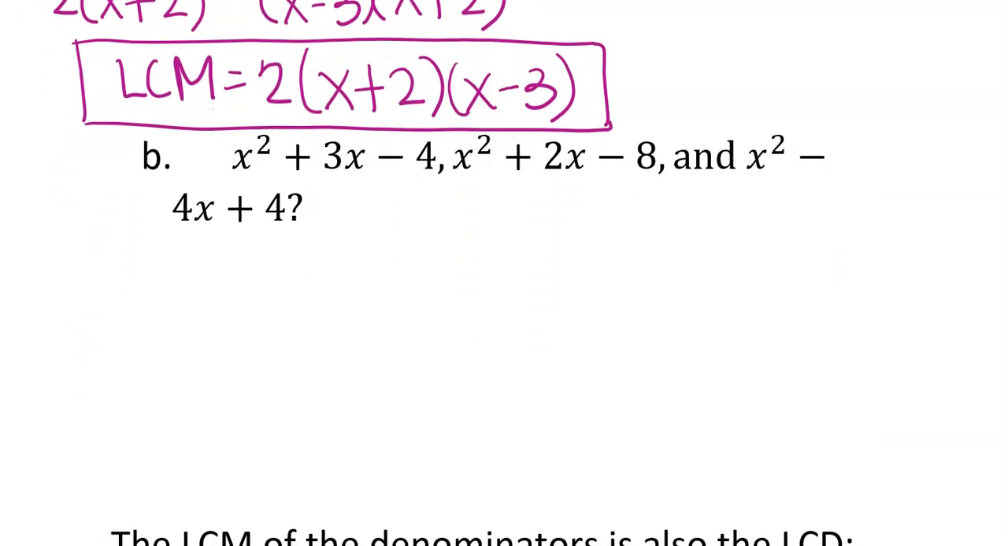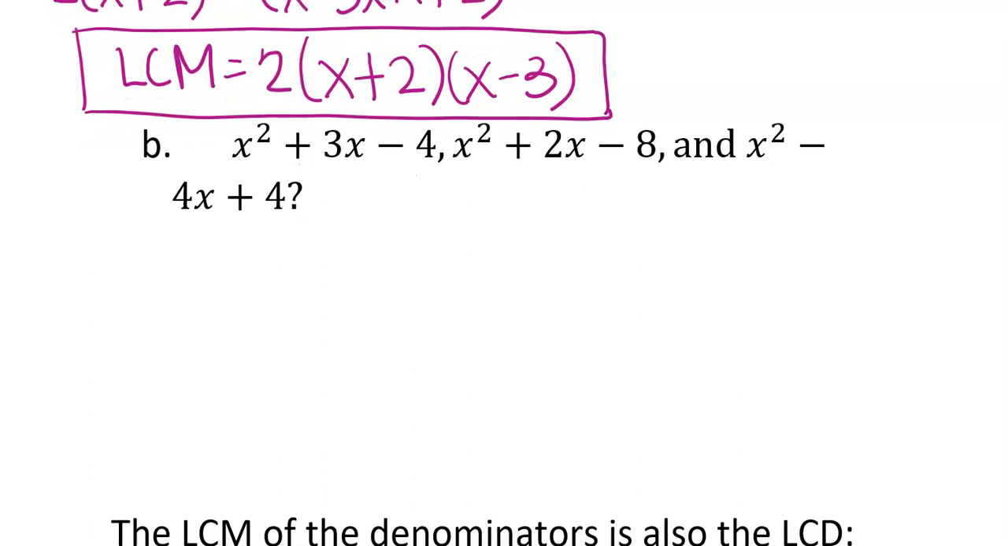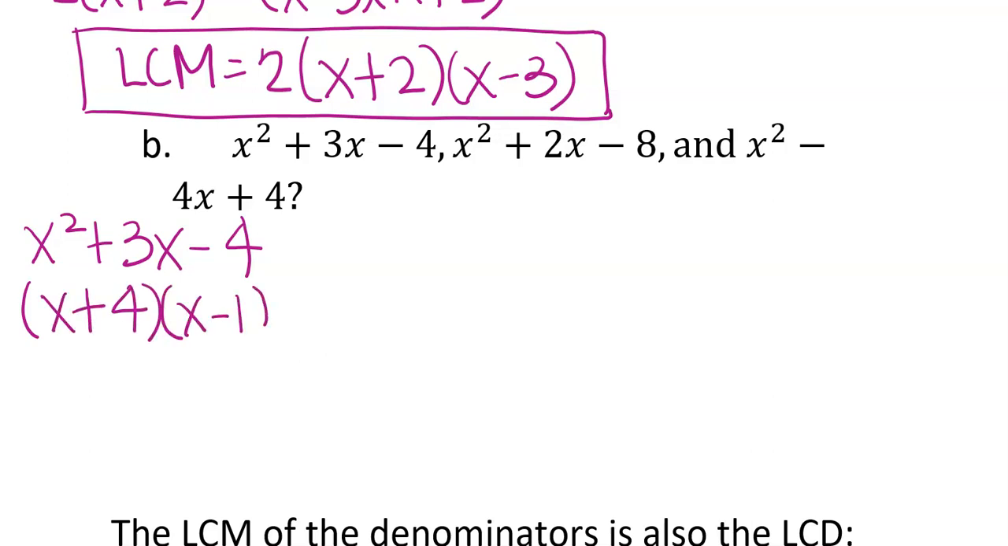In the next one, we have 3 sets of things. X squared plus 3x minus 4 gives us factors of -4 that add up to 3: x plus 4, x minus 1. The next one becomes x squared plus 2x minus 8. We have factors of -8 that add up to 2.